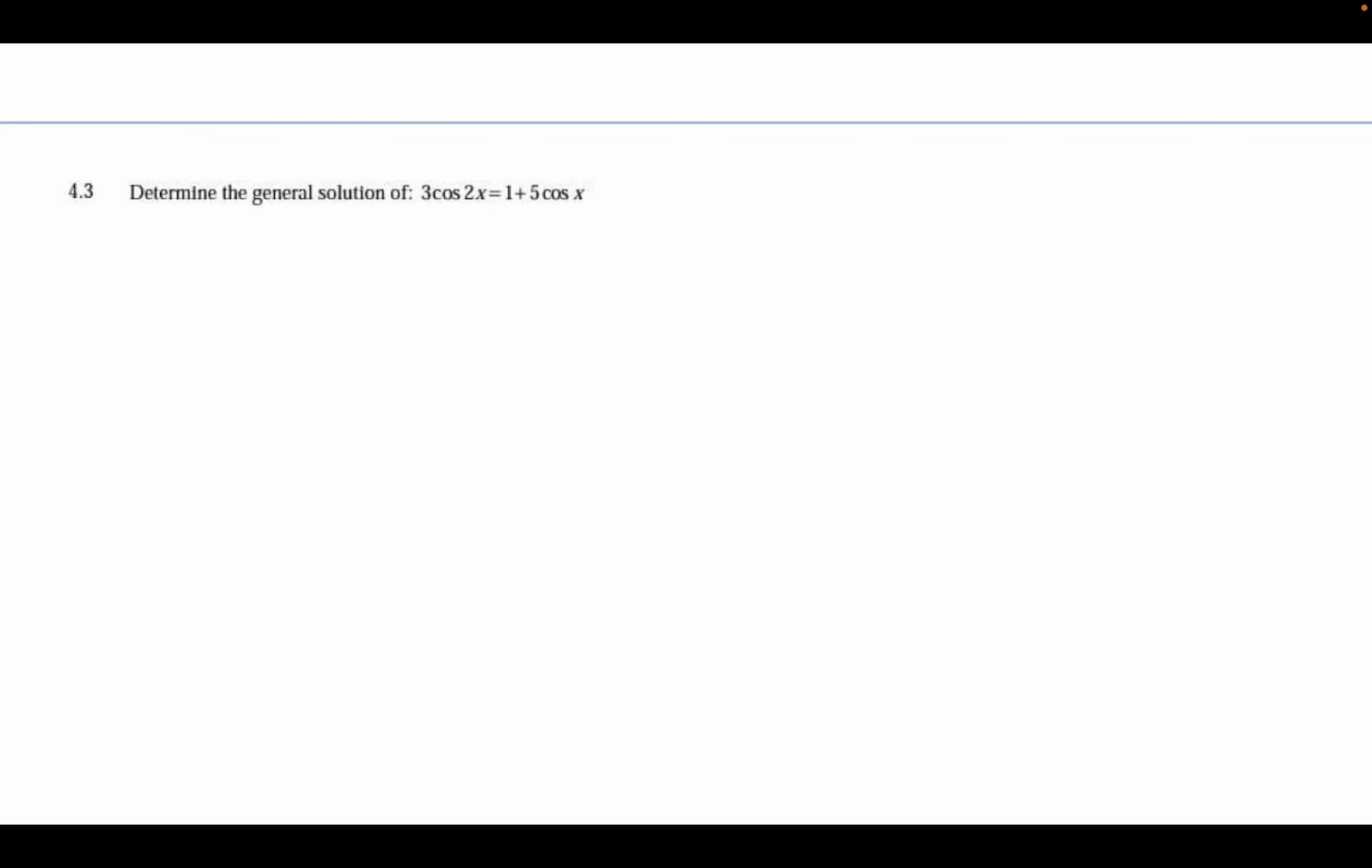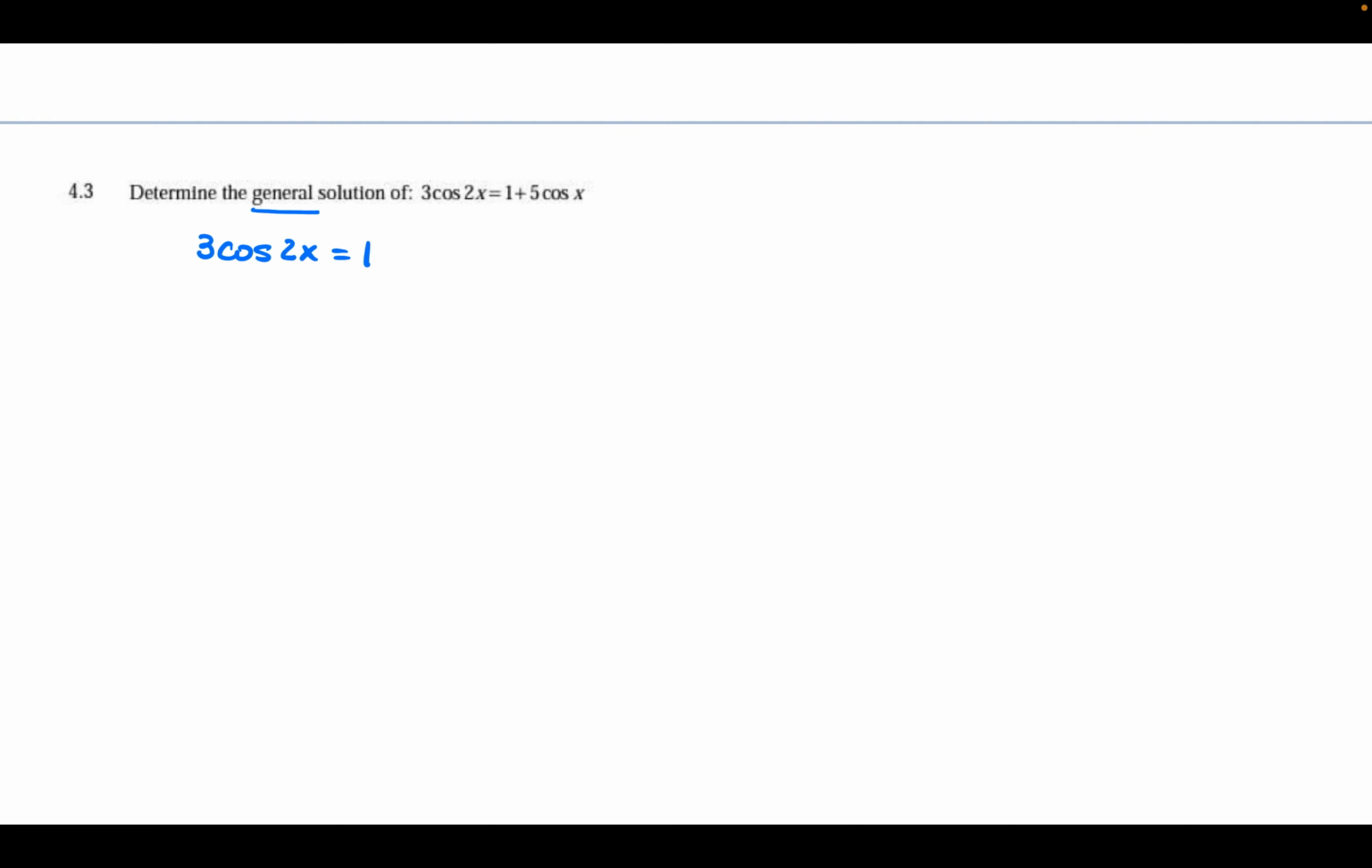Okay, let's look at this trig equation. The general solution means all solutions, so we need to think about that. And let's look at this equation and think about how formulas might help us.